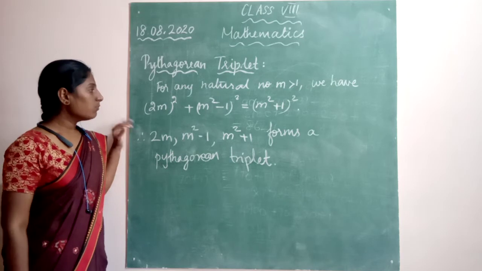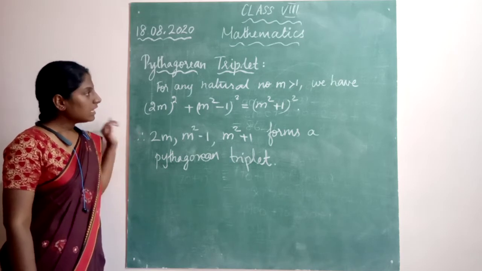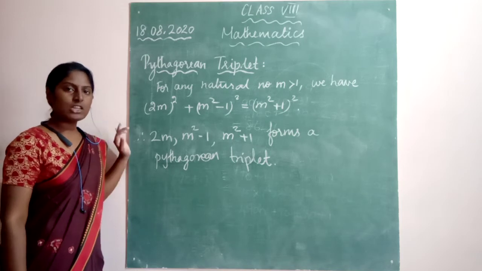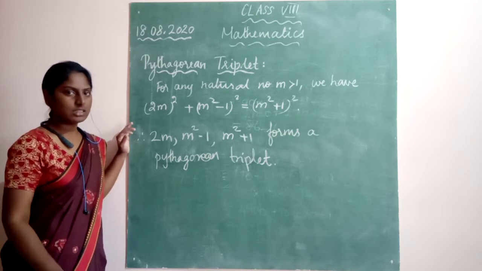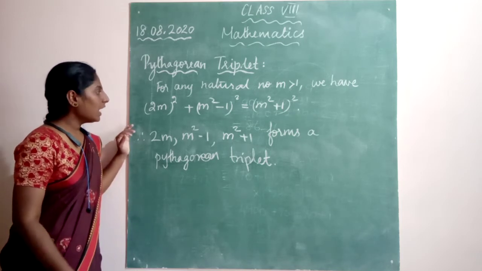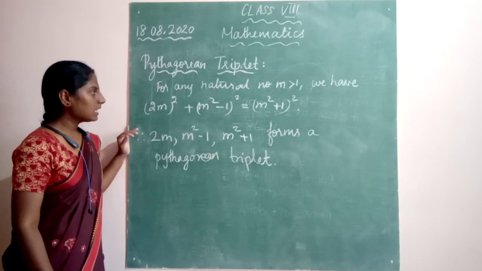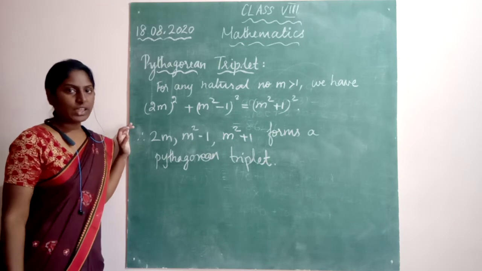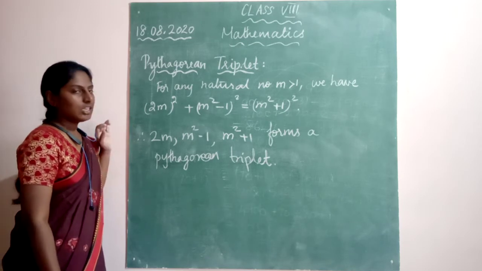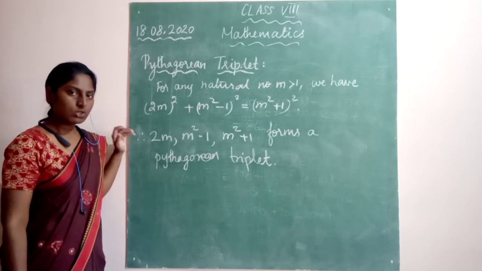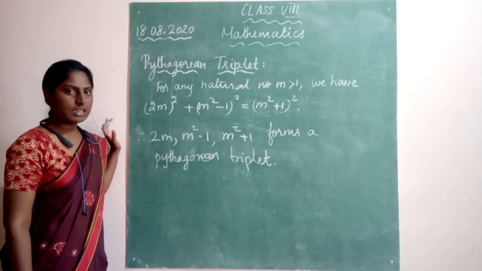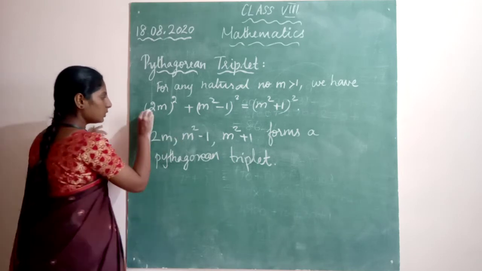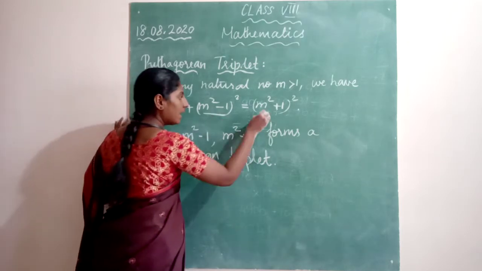So in the same way, here we have, for any natural number m greater than 1. Okay, so any natural number other than 1 is not considered here. We have (2m) whole square plus (m square minus 1) whole square equal to (m square plus 1) whole square. Okay, actually you cannot understand it right now, but when you solve the problems you can understand it very clearly. Okay, so look here, 2m, m square minus 1 and m square plus 1.